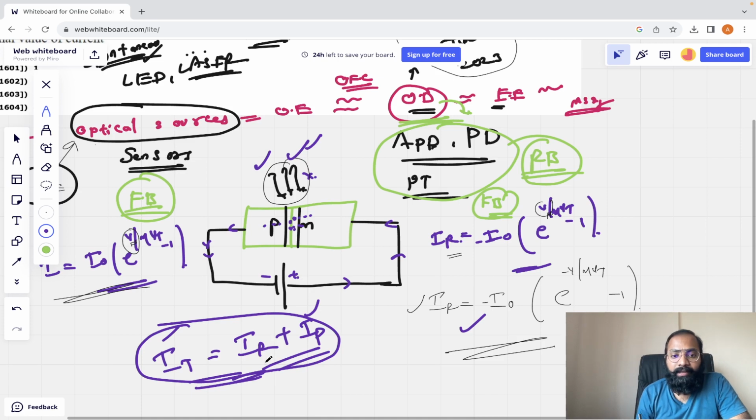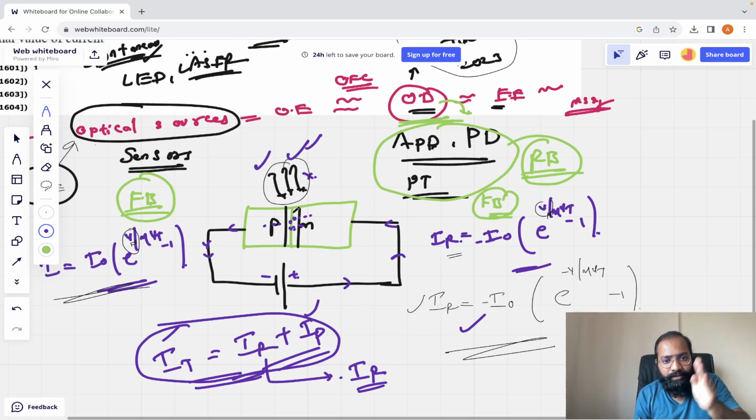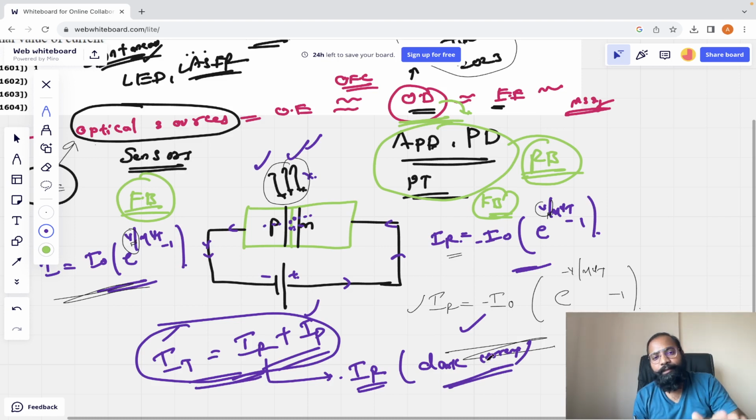And now whatever this IR is there. What I told, IR is nothing but the reverse current flowing through the photodiode if the light is not exposed to the junction. And it is also called a dark current. The name itself clearly justifies it, right? Dark current means no light exposed on the junction of the photodiode. It is called a dark current.